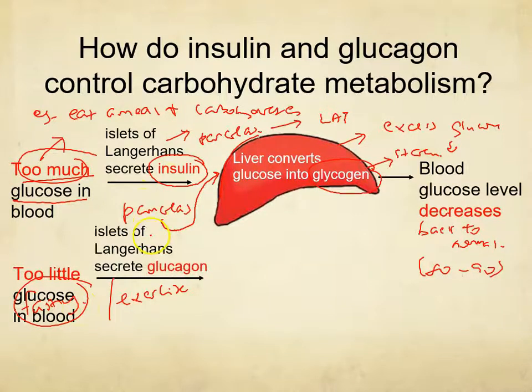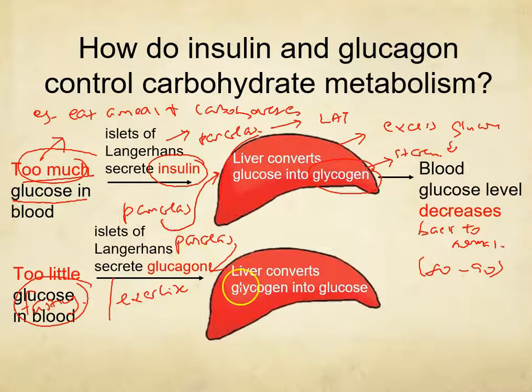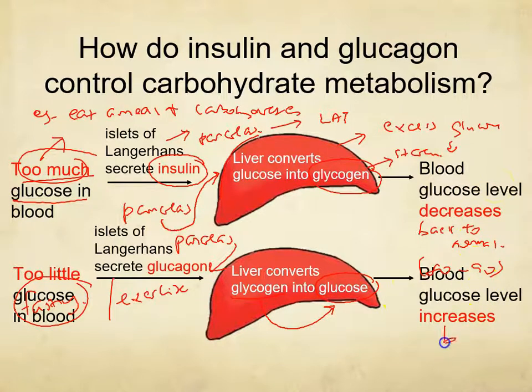However, your pancreas, whenever you see islets of Langerhans, it means the pancreas, will release a new hormone known as glucagon. Glucagon will then cause the liver to convert glycogen into glucose. Now, why do you want to take the stored glycogen and break it down to release glucose? That's because you want the glucose level to increase back to normal. When you take the stored food and break it down, you are releasing more glucose into the blood. Therefore, from very little, it will go back to normal again.